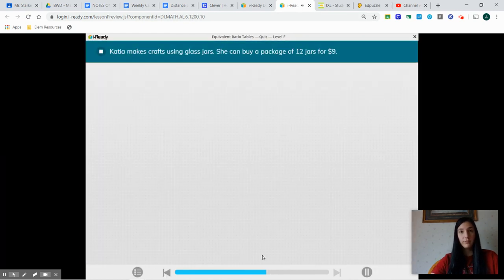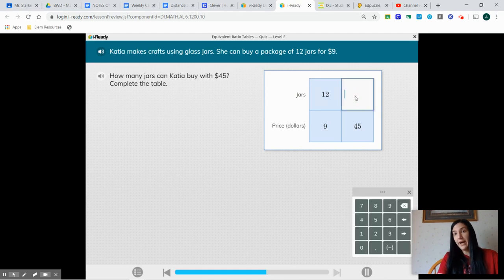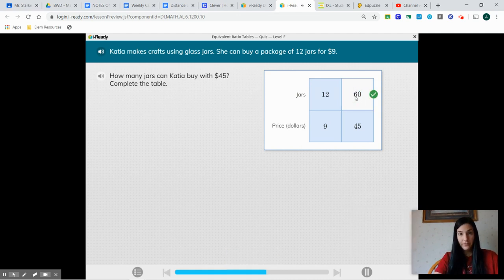Katya makes crafts using glass jars. She can buy a package of 12 jars for $9. How many jars can Katya buy with $45? So we're going to look at this going across. So to get from 9 to 45, we multiply by 5. So to get from 12 over to here, we're going to multiply by 5, which will give us 60.